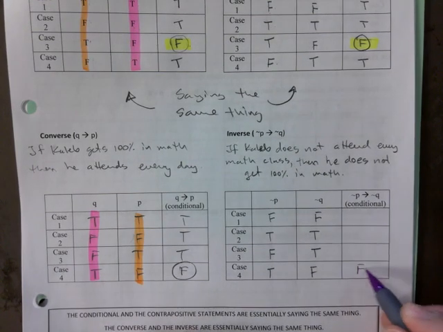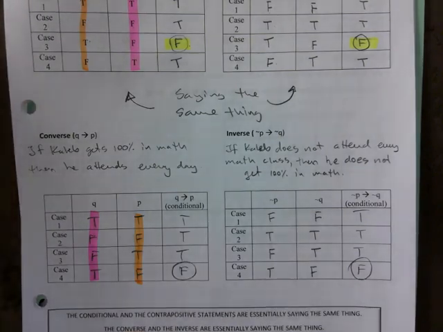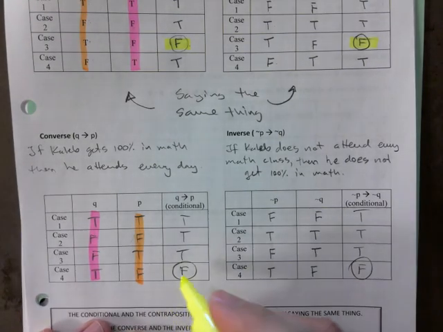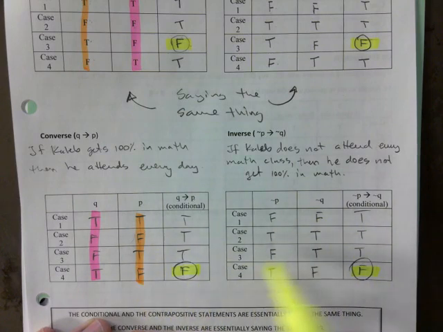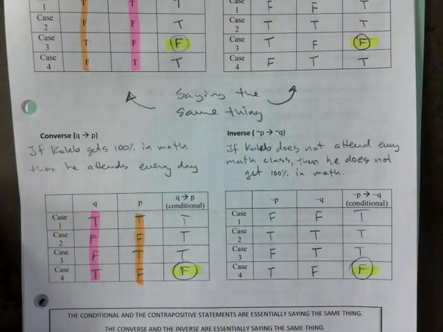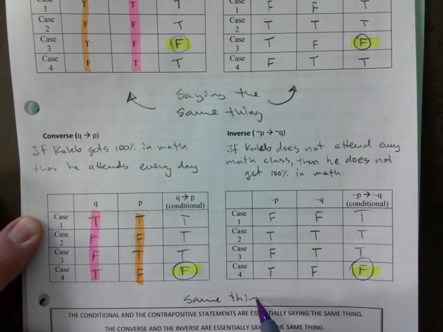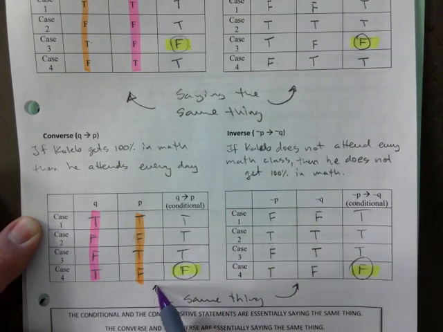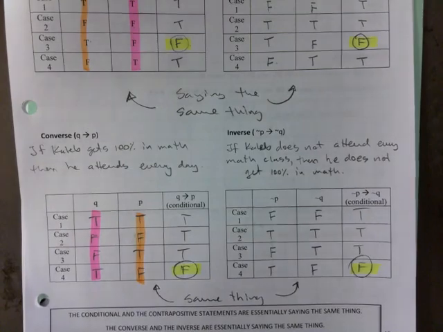Yeah, there we go. False. Everything else is true. You see that? Side by side, can you see that they're saying the same thing? Case 1 is the same, case 2 is the same, case 3 is the same. Case 4 is the same as well. They're both false. So same thing. They have the same logic to it.